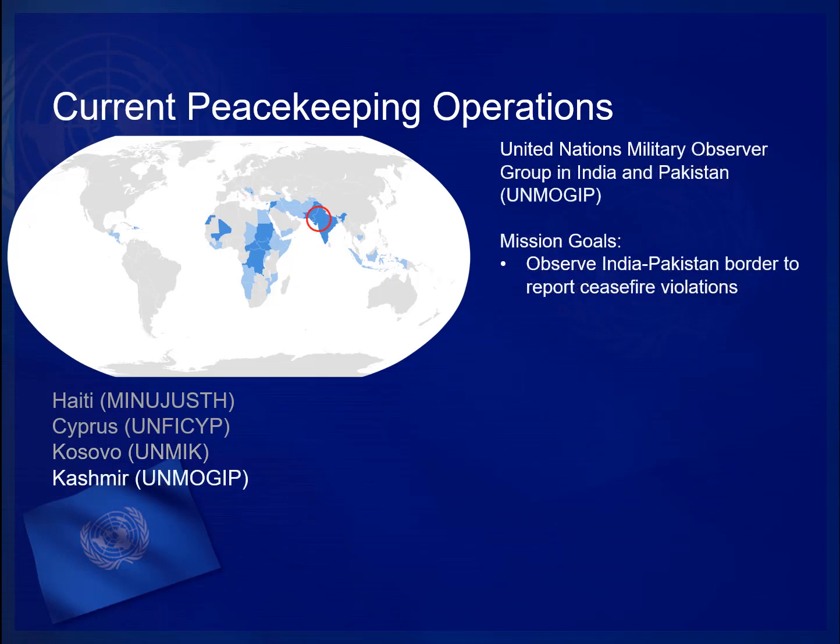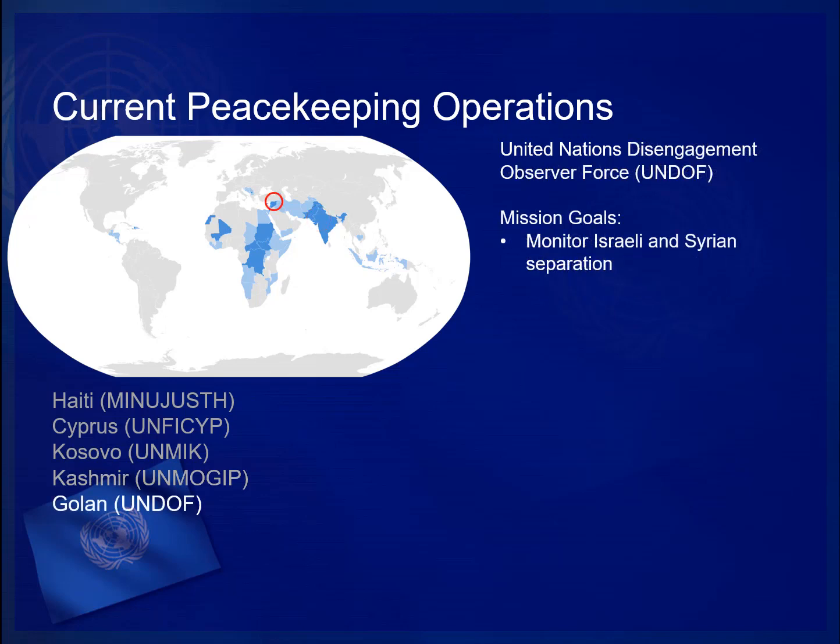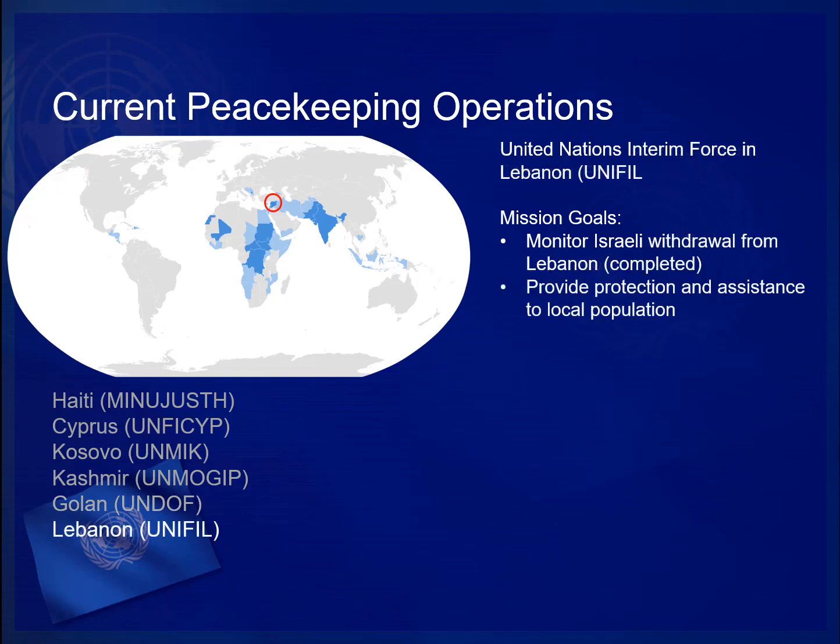Kashmir, where since 1949 the United Nations has maintained observer forces along the India-Pakistani border to report ceasefire violations. Golan, where since 1973 UN forces have monitored Israeli and Syrian separation. Lebanon, established in 1978, the UN Interim Force in Lebanon originally monitored Israeli withdrawal from Lebanon, but it has continued to provide protection and assistance to the local population.